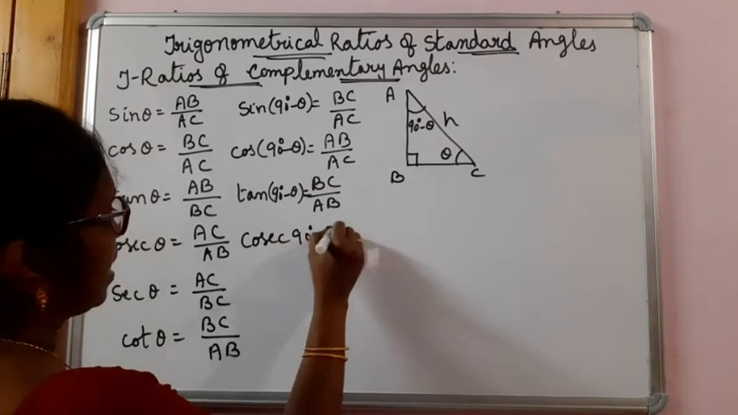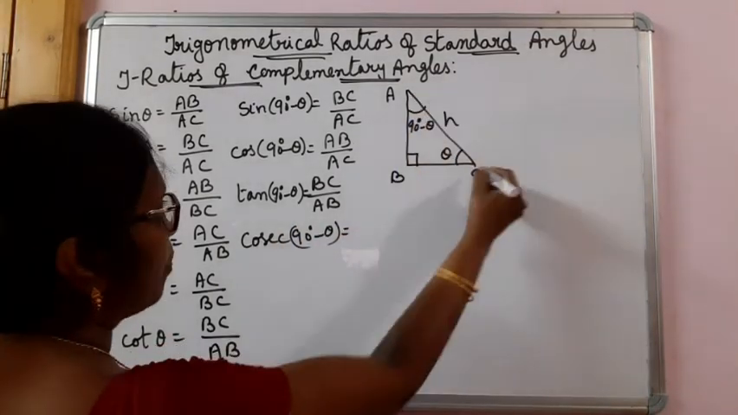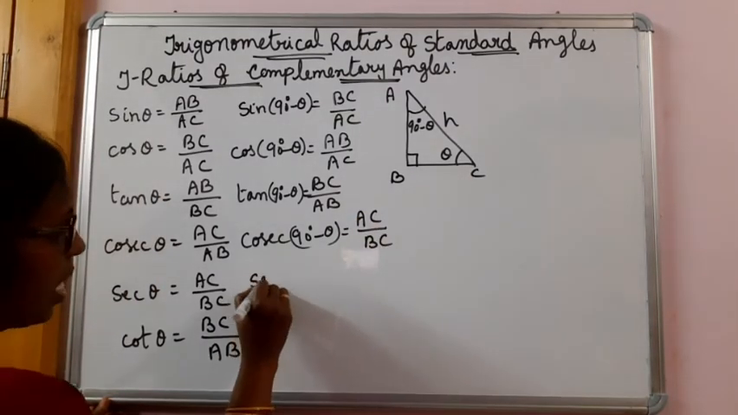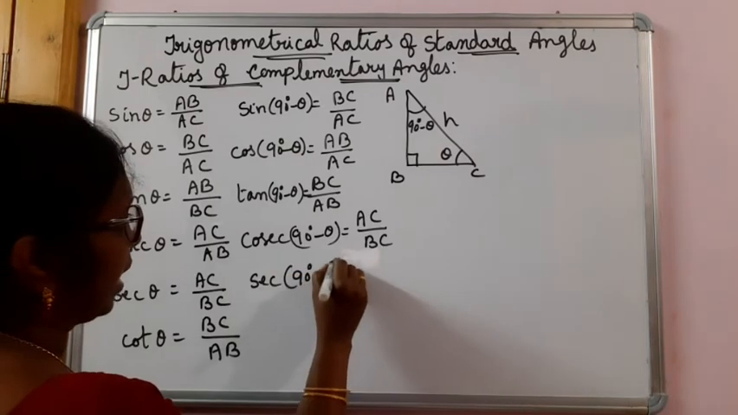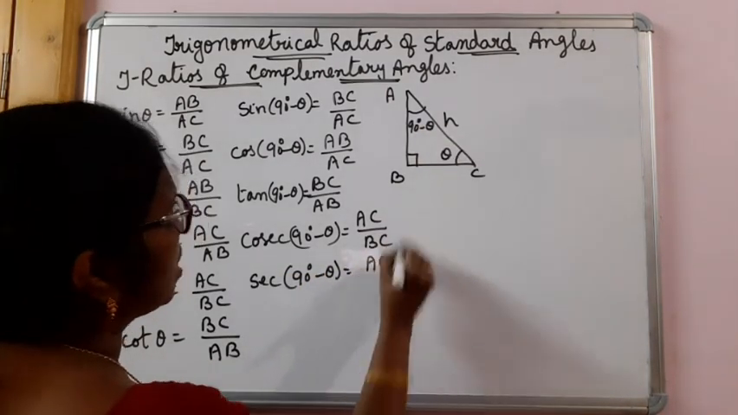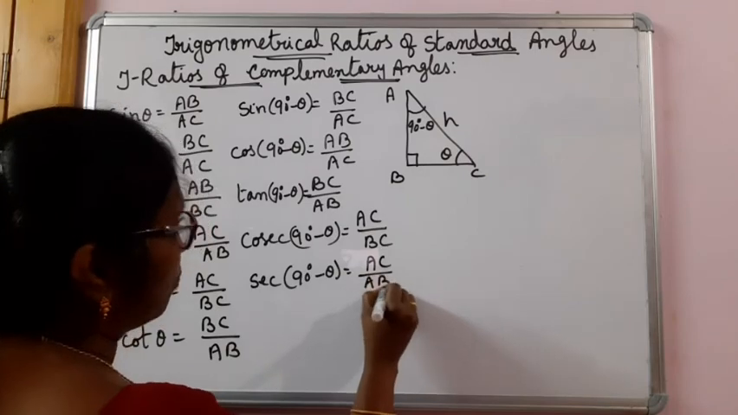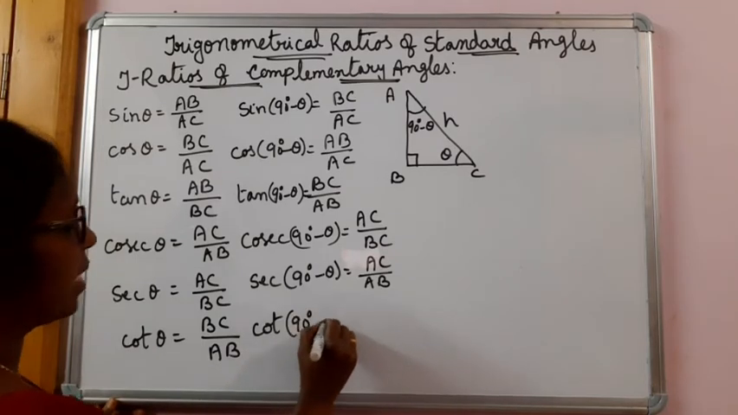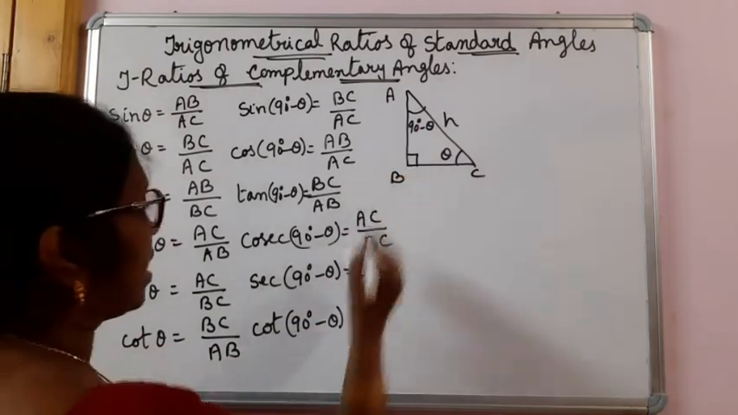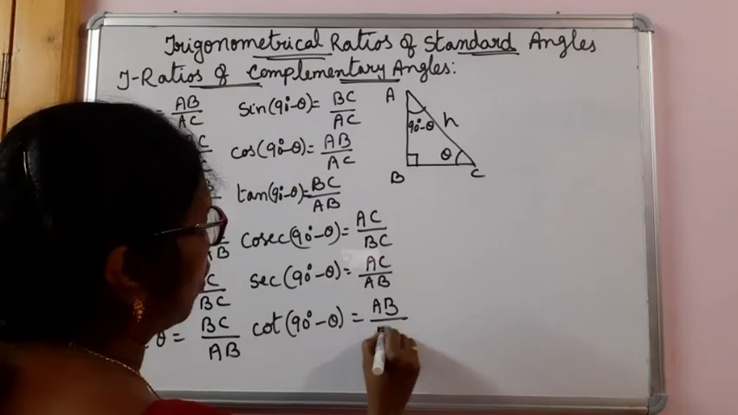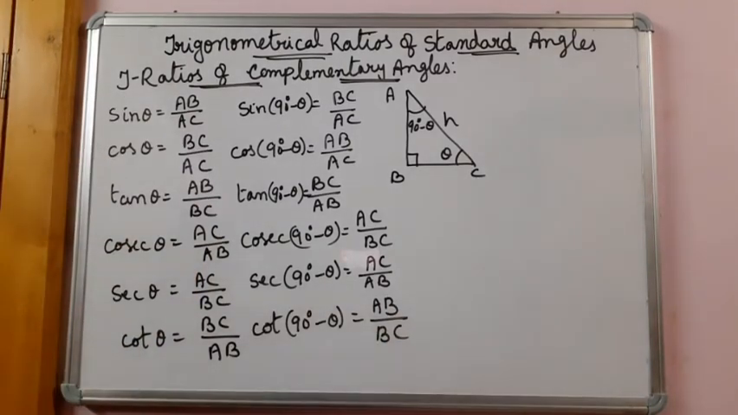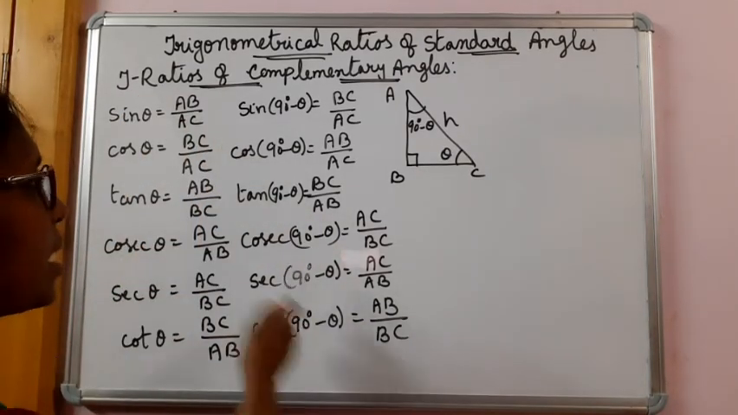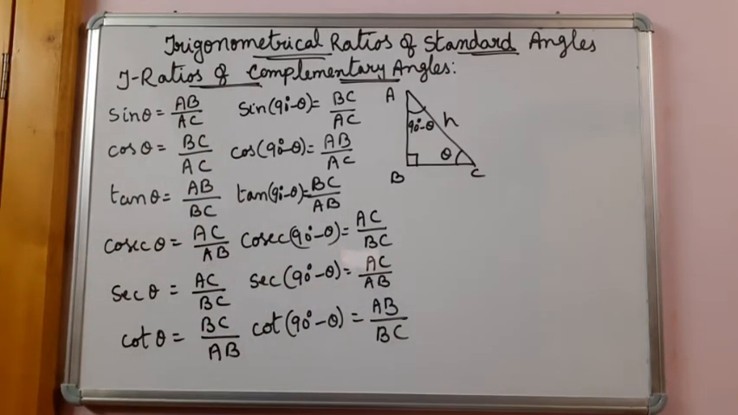Cosec of 90 degrees minus theta is equal to hypotenuse AC by opposite side BC. And sec of 90 degrees minus theta is equal to hypotenuse by adjacent side. For this angle, the adjacent side is AB. And cot of 90 minus theta is adjacent side AB by opposite side BC. So for these two angles, I found the T ratios. Now let us observe which are equal to each other.